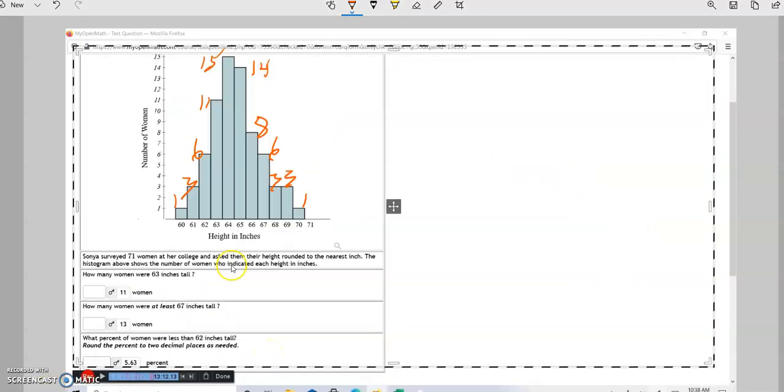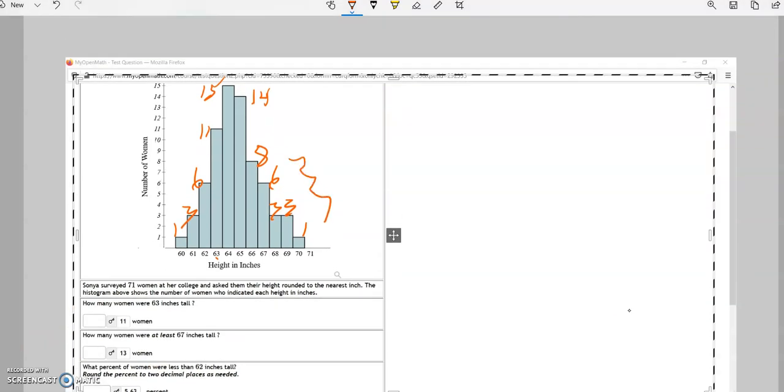The number of women that are exactly 63 inches tall is right here, and that answer is 11. At least 67, or 67 or more: you would take all these here and add them up. Oh, just made a slight mistake there. Starting with 67, it starts here. You add these up: 6 plus 3 is 9, plus 3 is 12, plus 1 is 13.